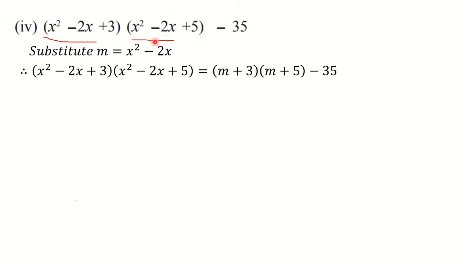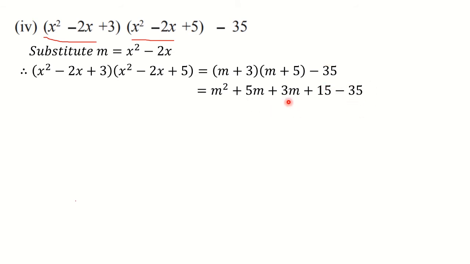So how it will look now, see, this is the original polynomial, but these terms you can see the underlined terms are replaced by letter m. So you can see here m plus 3 and m plus 5. You got it? Now we have to expand this. You know how to expand. We have to multiply each term by each term. So m into m, m square, m into 5, 5m, 3 into m, 3m and 3 into 5, 15. This way we are going to get these four terms and this minus 35 is as it is.